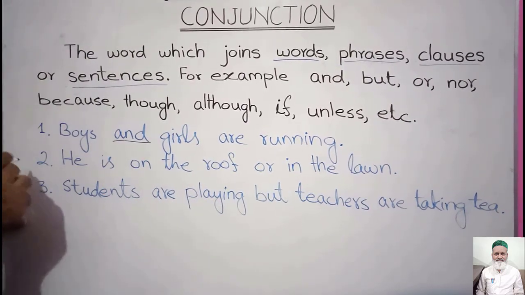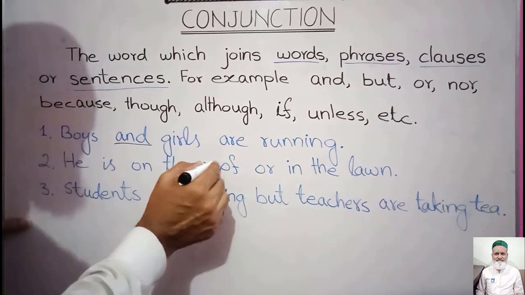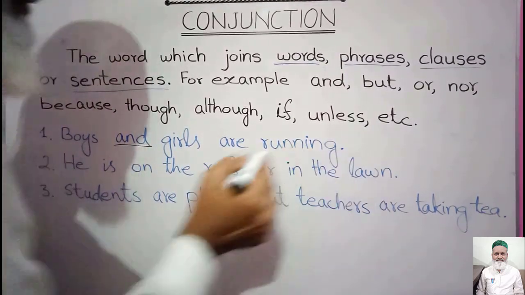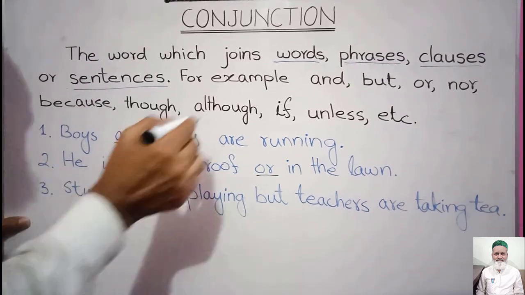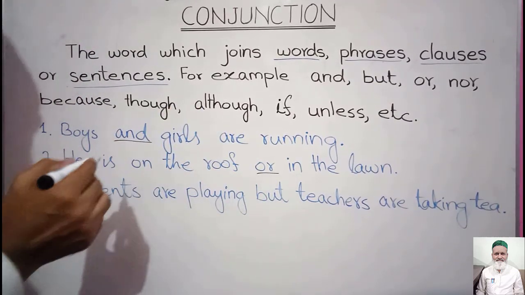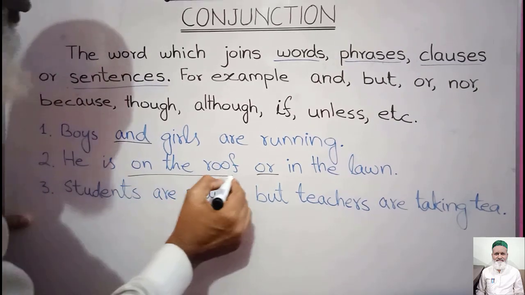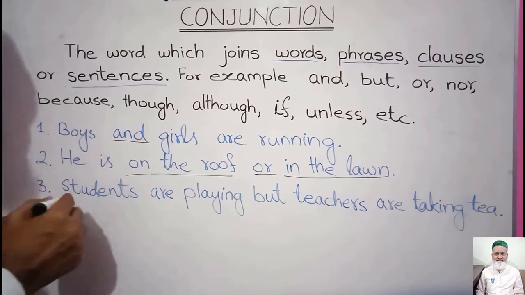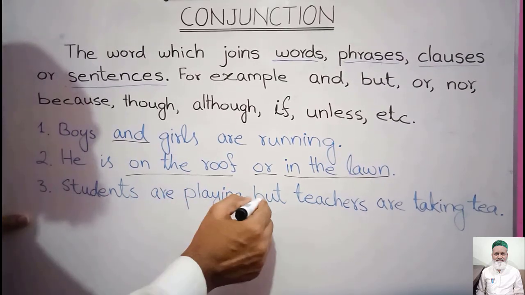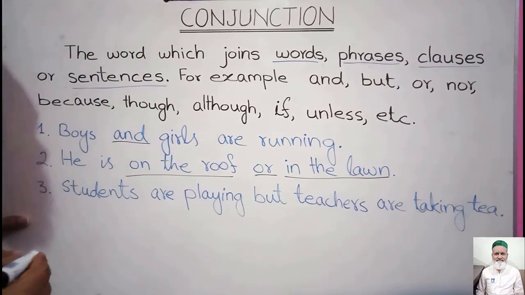In example number 2, he is on the roof or in the lawn. This or is a conjunction here, and in this example, this conjunction is joining two phrases, on the roof and in the lawn. In example 3, students are playing but teachers are taking tea.